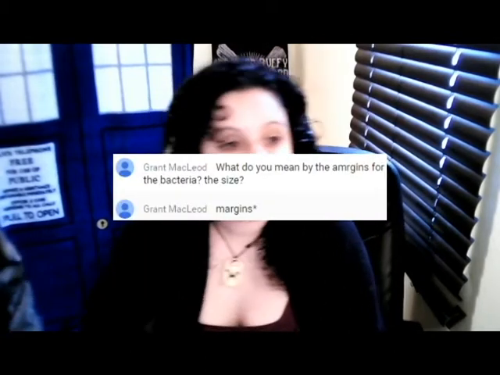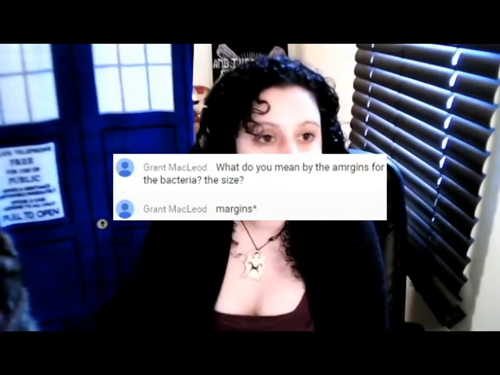So Grant, in the first PowerPoint for Lab 1, there's a page of results. This is also available in your lab book, where you have the shape, margin, elevation.